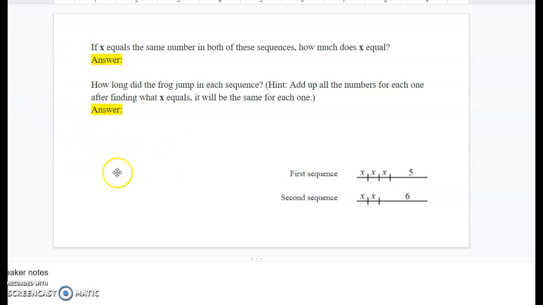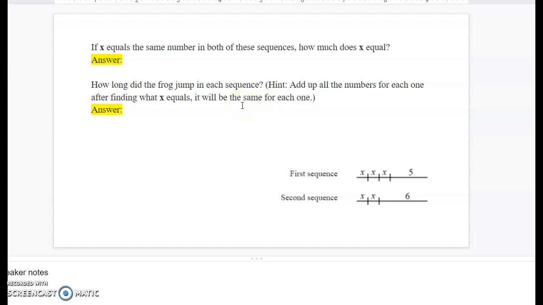The first slide. If x equals the same number in both of these sequences, how much does x equal? So on the bottom right, we have the two sequences. The first sequence is x plus x plus x plus 5, and the second is x plus 6. We know that x equals the same in both of these. To find x, you'll take 6 minus 5.